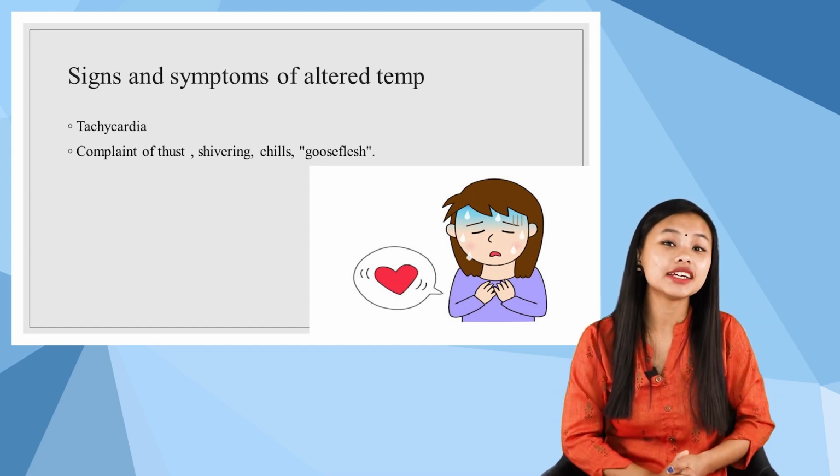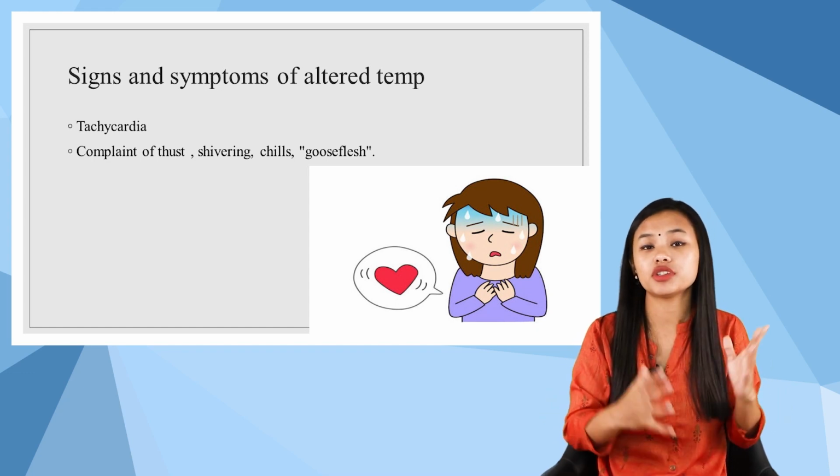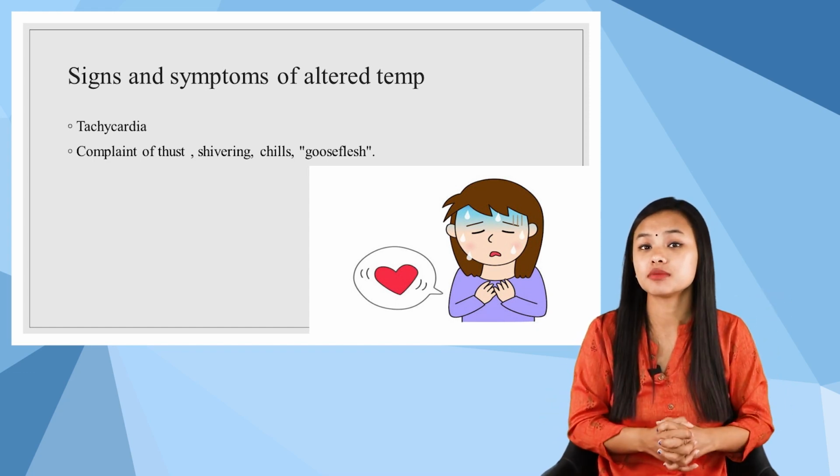So if the client is having an alteration in the temperature, then these are a few of the signs and symptoms you can see. And after you have witnessed that the client is having these signs and symptoms, then only will you get an idea that, okay, maybe there is an abnormality in the temperature, and then you can start collecting the data so that you will be able to select the site in order to monitor their body temperature.